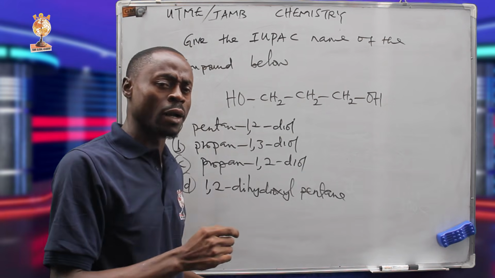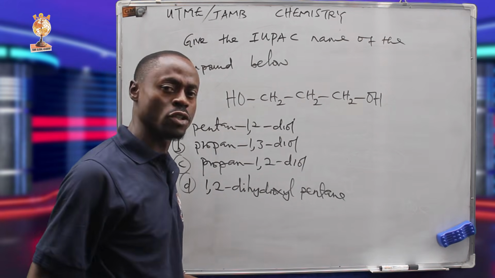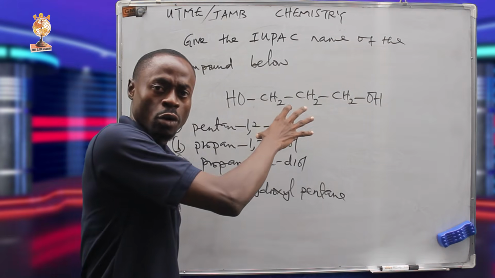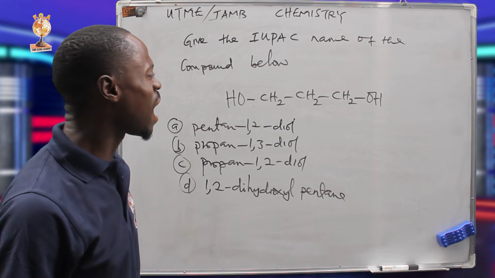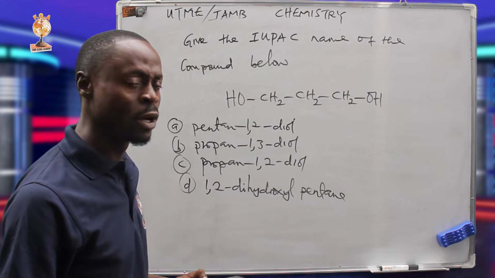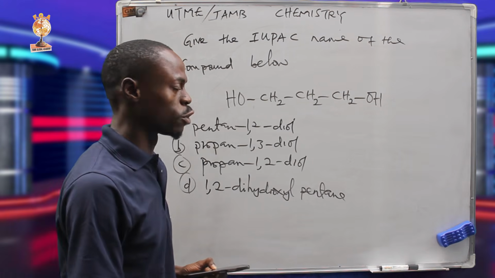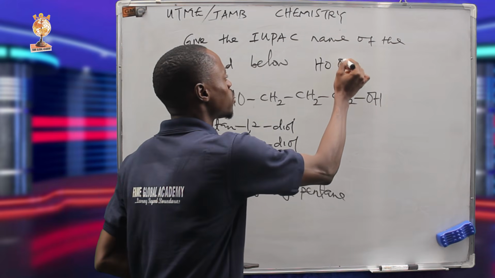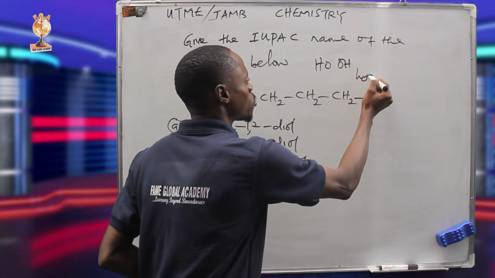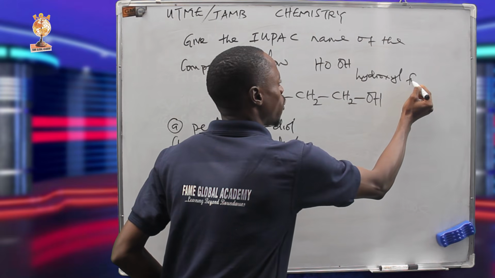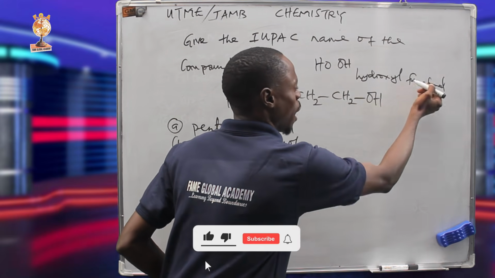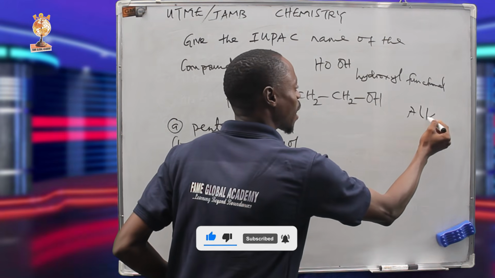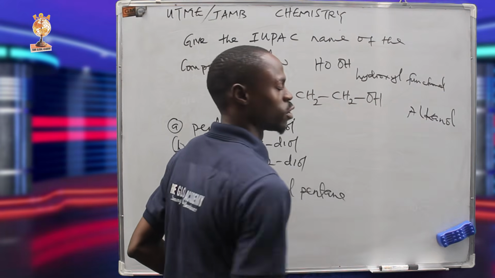Which rule can we apply to answer this question? The rule simply states that in an organic structure, as we have on the board, if we have the presence of a functional group, we will give priority to the functional group. The functional group on the board is the HO, that's the OH functional group. We call it the hydroxyl functional group. And of course, the homologous family that has this functional group is what we call the alkanol homologous family.